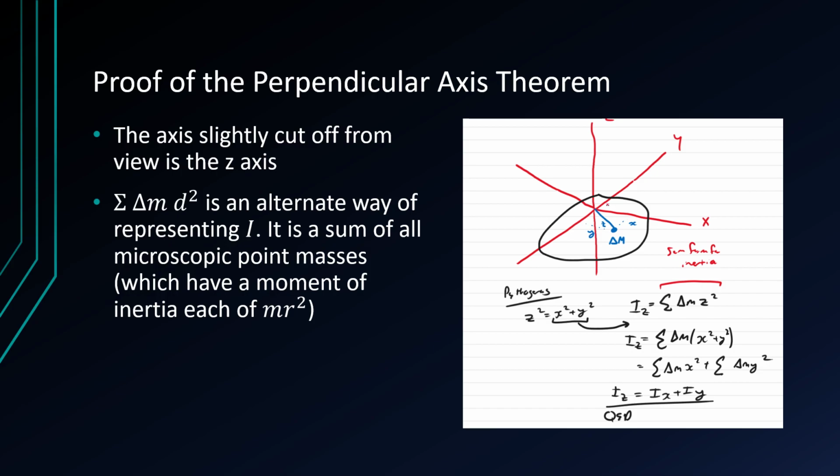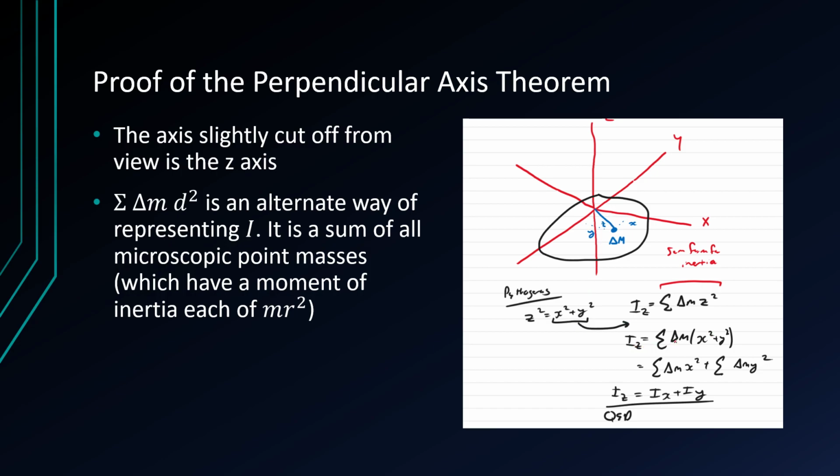So if we have a laminae on the xy plane and we pick some point mass delta m, then the moment of inertia at that point is the sum of small increments delta m by the distance z squared from the intersection of the axes.